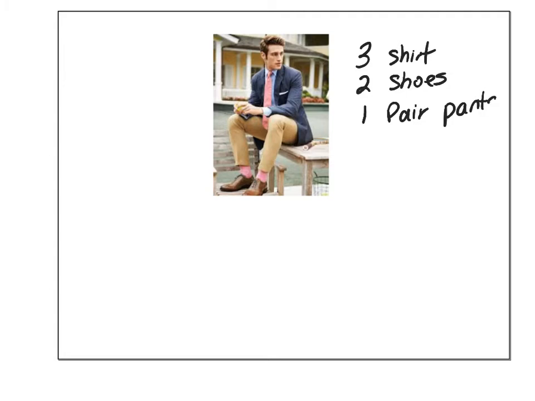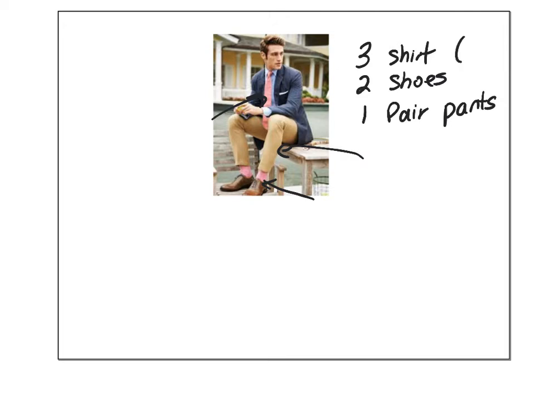Okay, let's do an example of the different combinations of clothes that you can wear. And let's just imagine for a second that this guy has 3 shirts that he can choose from, 2 shoes, and 1 pair of pants. Obviously, this guy has probably many pairs of pants. Look how fashionable he's dressed with pink socks and matching tie. Let's just say that this is all he has, though.